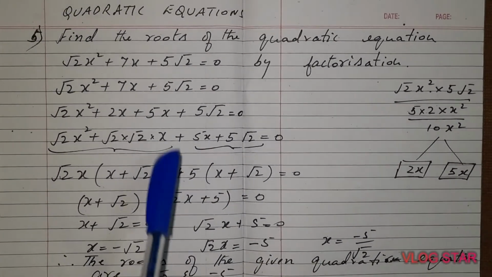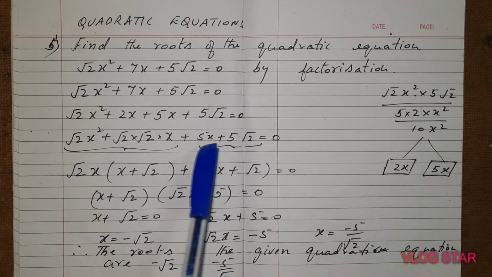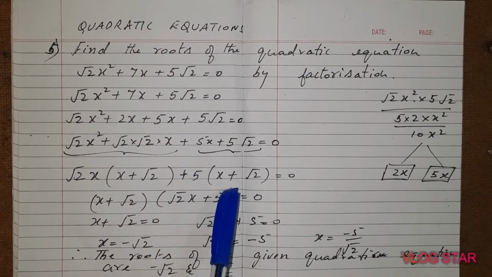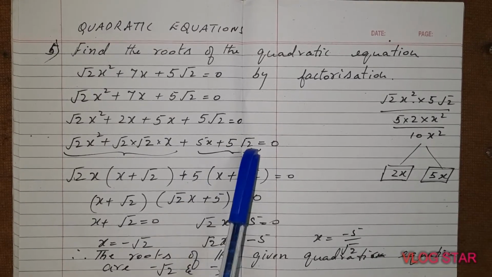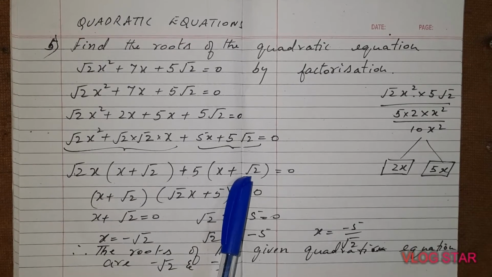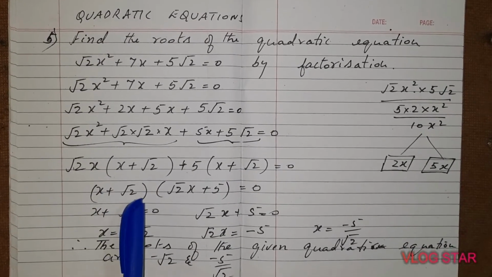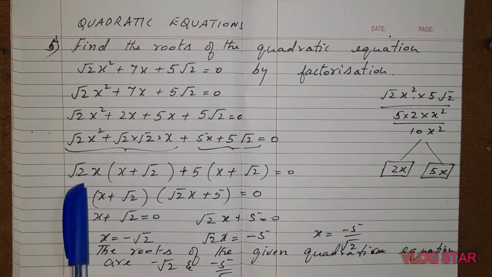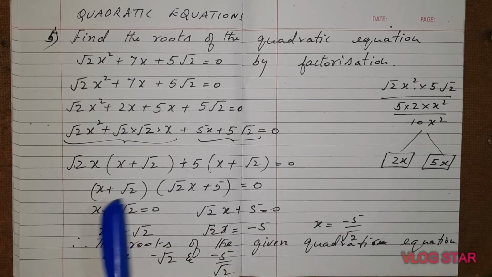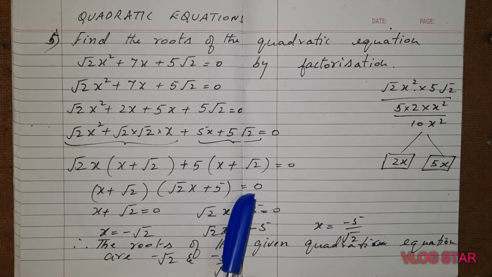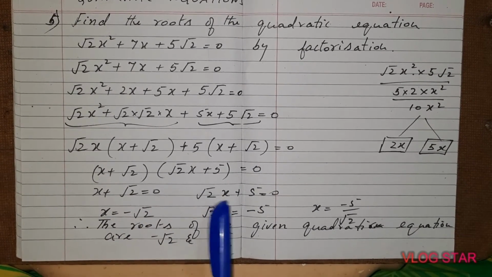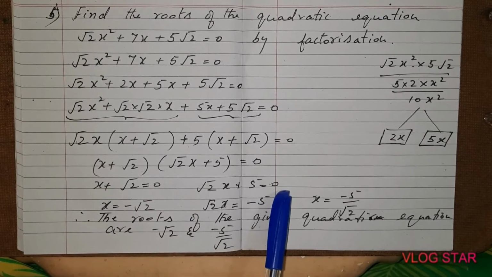Now what is common in this group? 5 is common. So plus 5 is common. So what is remaining here? 5 you have taken out. x plus root 2 is remaining, equal to 0. Now x plus root 2, x plus root 2 are common. So you take out x plus root 2 as common. What is remaining? Root 2x plus 5. That is equal to 0. Now we have to equate these two terms to 0. So x plus root 2 is equal to 0 and root 2x plus 5 is equal to 0.